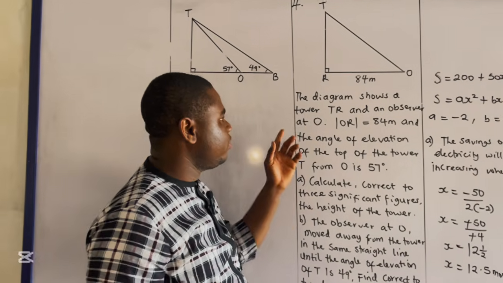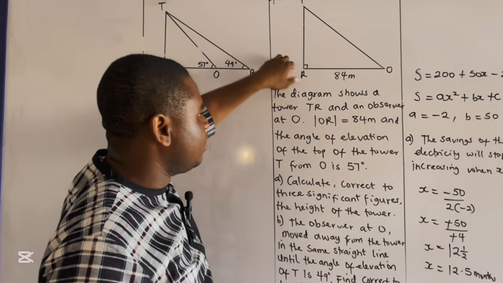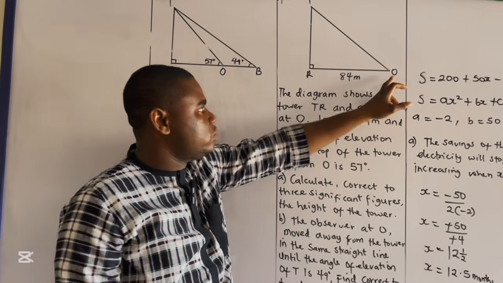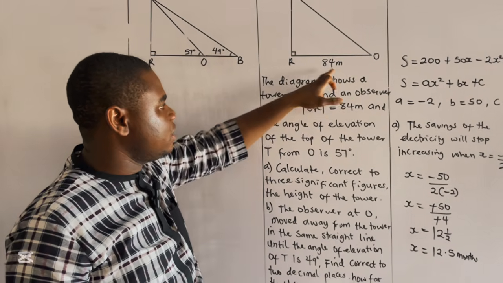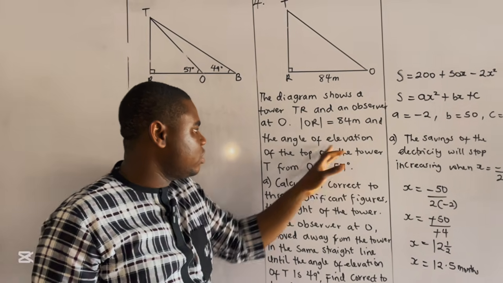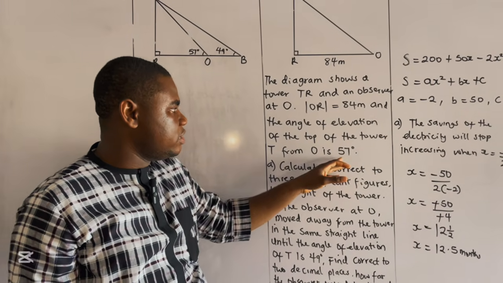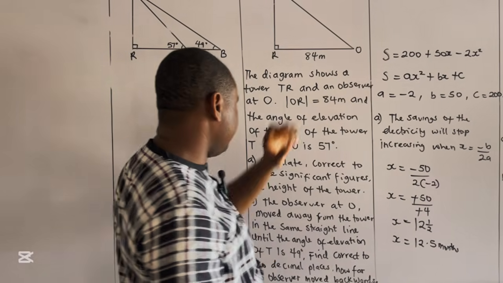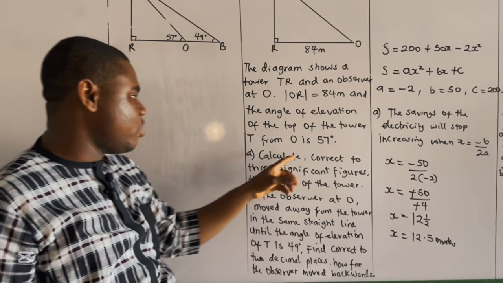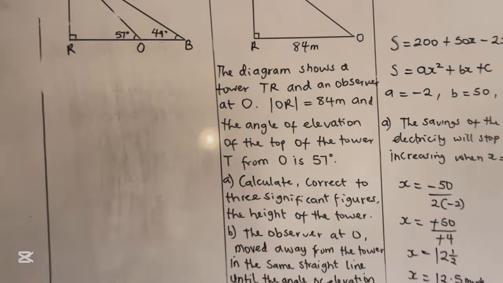Alright, for question number 4, the diagram here shows a tower TR, and an observer at O. The observer is here. So line OR is 84 meters and the angle of elevation of the top of the tower T from O is 57 degrees. That means this angle is 57 degrees. The first one, we have to calculate, correct to 3 significant figures, the height of the tower.